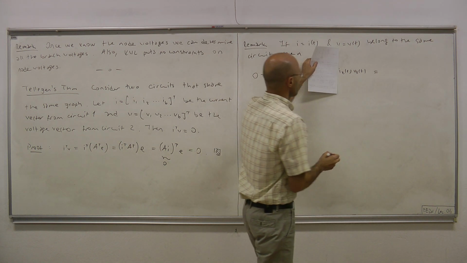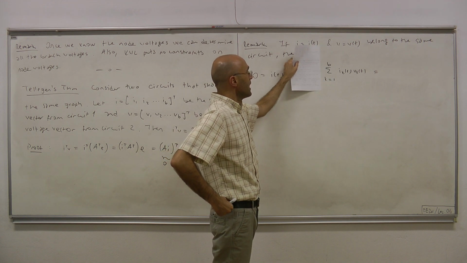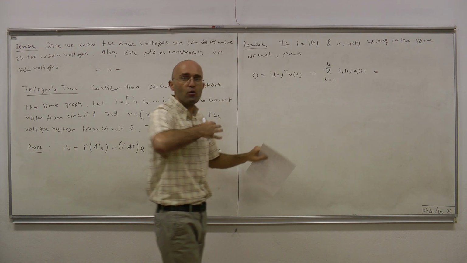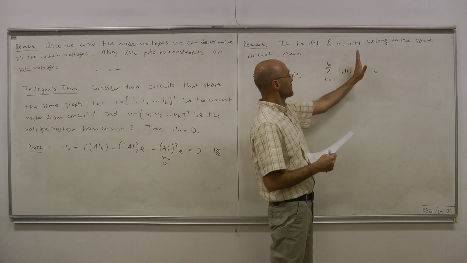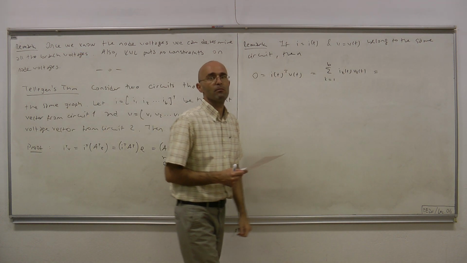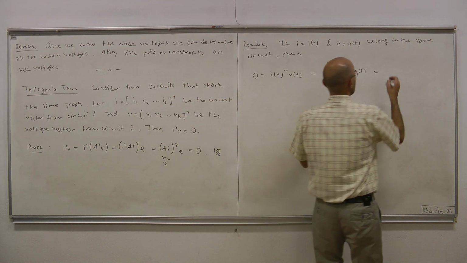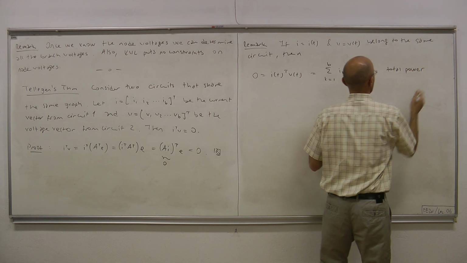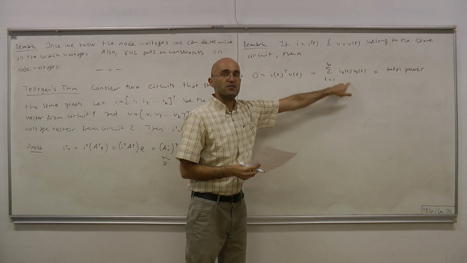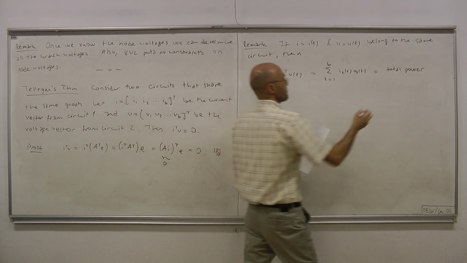Okay. So this product is the power corresponding to the kth branch, and this is the sum of powers throughout the entire circuit. Therefore, the sum of powers throughout the entire circuit must always be 0. Okay. That is the total power defined as such is always 0 in any given circuit.